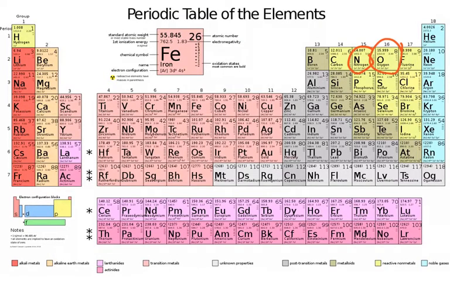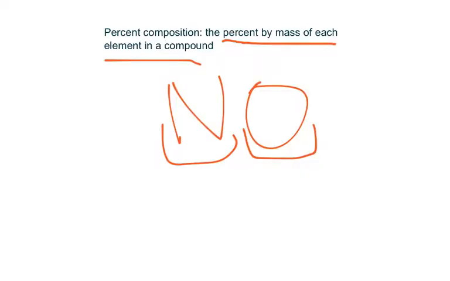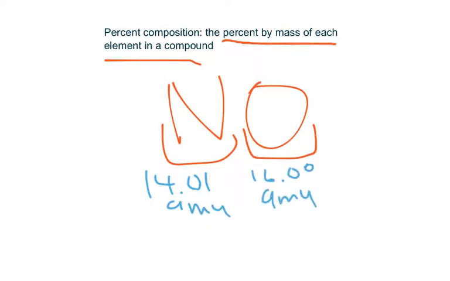So nitrogen has an average atomic mass of about 14.01, while oxygen has 16.00. So let's use those numbers to help us calculate the mass percent of each of these elements. So this is 14.01 AMU, and this is 16.00 AMU. Then don't you agree that the total average atomic mass of nitrogen monoxide is 30.01 atomic mass units?